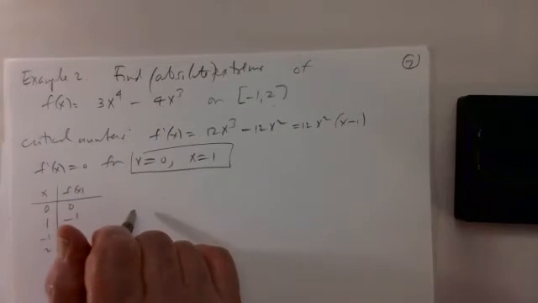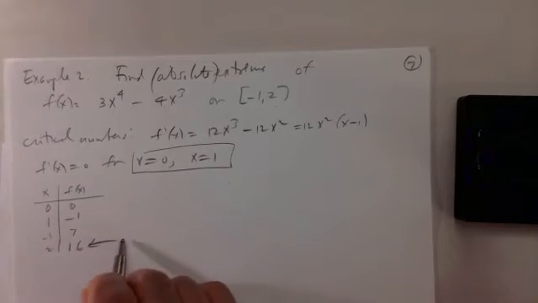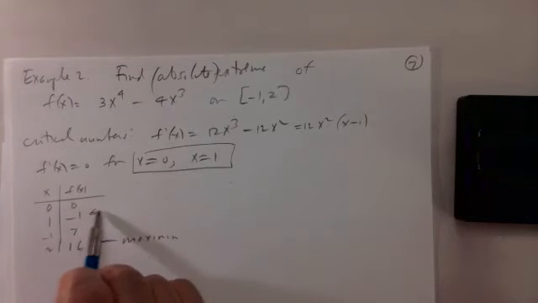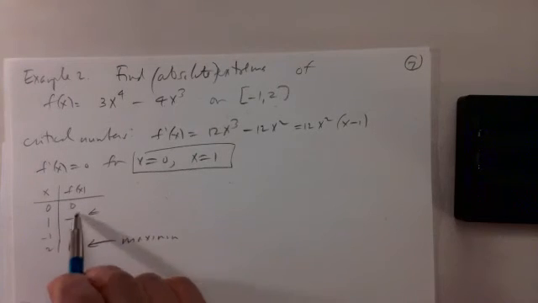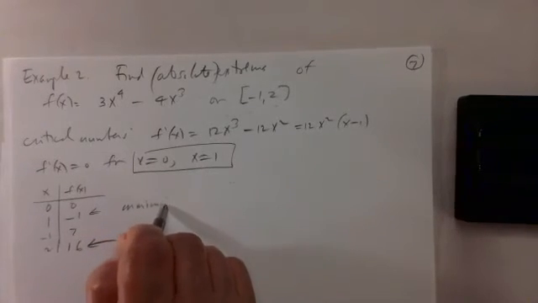is 16. So you look at these numbers. This is the maximum, the absolute maximum, because that's the biggest of the four numbers, and this is the smallest. So that is the minimum.